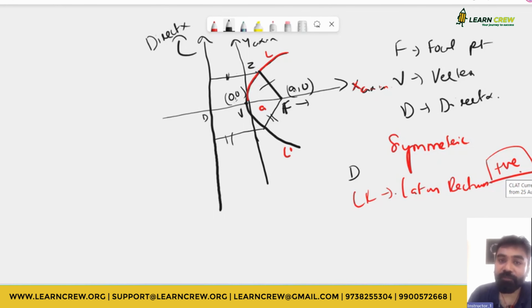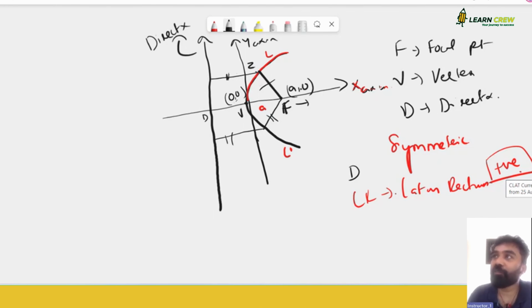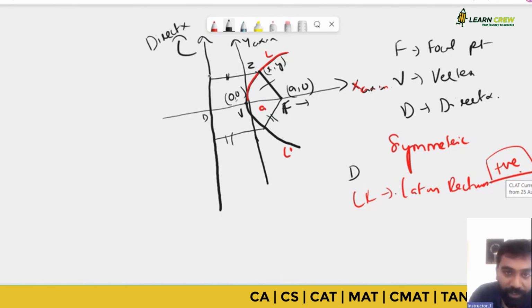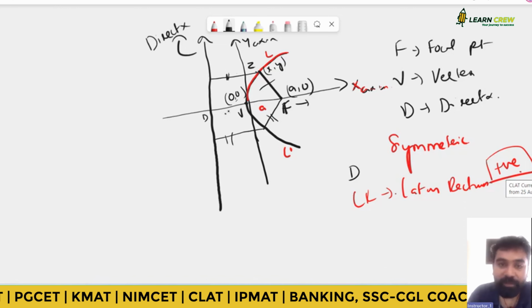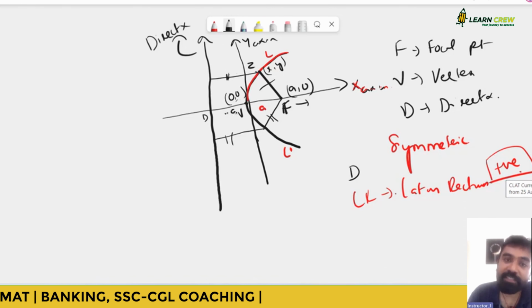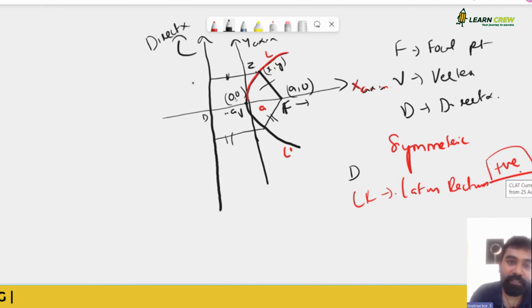If this is 0, 0, the focal point is going to be A, 0. And for this point, if it is something like x, y, and this is A, obviously this is also going to be A. If this is 0, 0, this is going to be minus A. The distance from here to here will be the same. So this is going to be minus A, y.